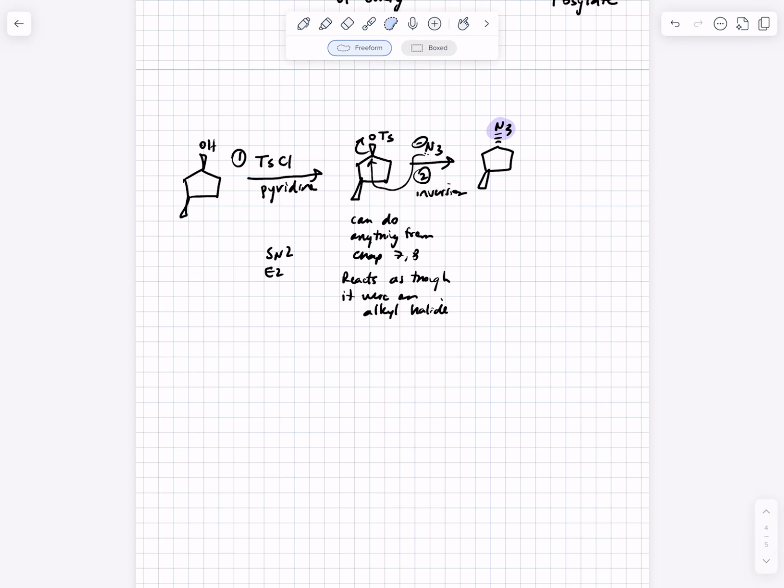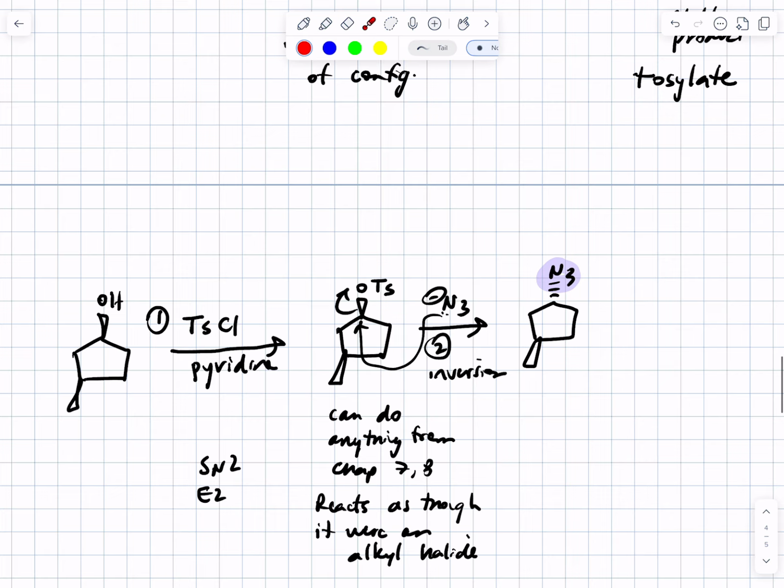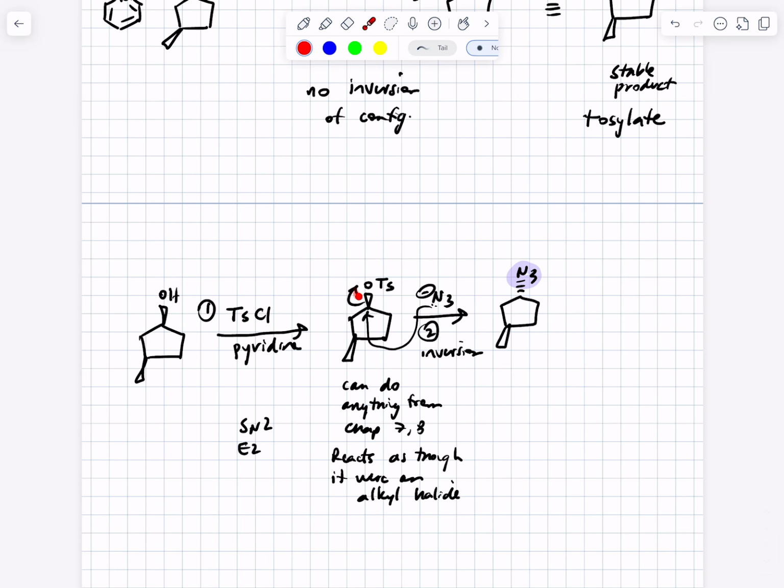Yep, go ahead. So, just the reason that we retain this electron configuration is because we keep the oxygen there. Yep. So we can just tell that based off of the TsCl. That's right. Okay. You'll need to remember that TsCl gets you to something where the OH is now converted to a good leaving group, but there was never any backside attack.